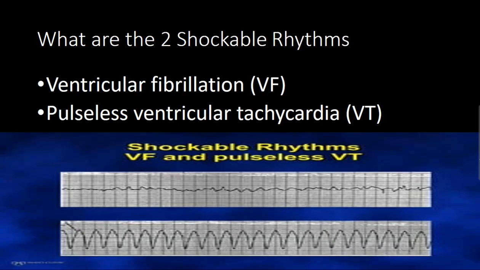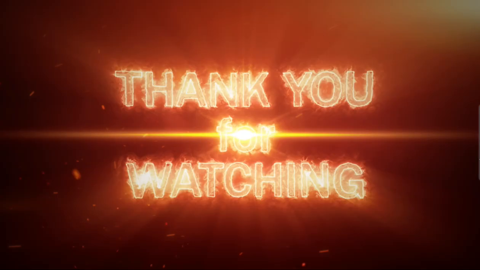Okay. Next we have what are the 2 shockable rhythms? See, 2 shockable rhythms are, first is ventricular fibrillation, second is pulseless ventricular tachycardia. Okay. So these are the two shockable rhythms when you have to give the shock to the patient.